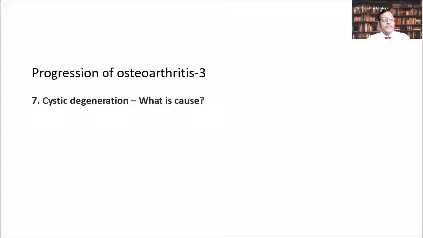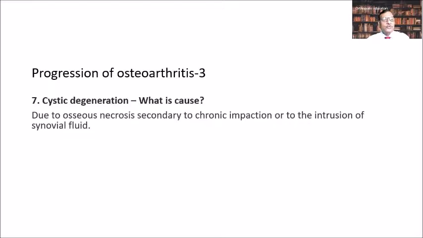As the osteoarthritis progresses, there will be cystic degeneration in the subchondral bone. And what is the cause? The causes are twofold. The theory is that it is due to osseous necrosis, secondary to chronic impaction or chronic overload, or it can be due to intrusion of the synovial fluid. Synovial fluid is under great pressure.